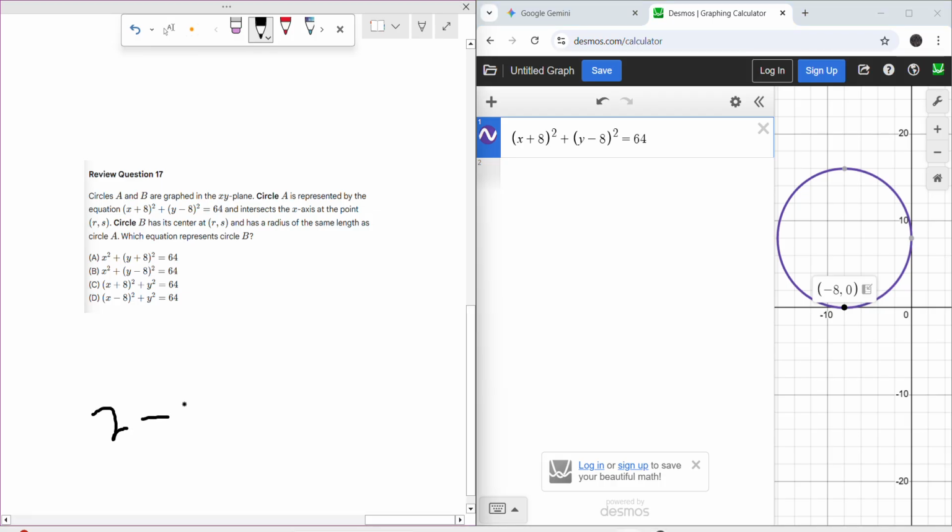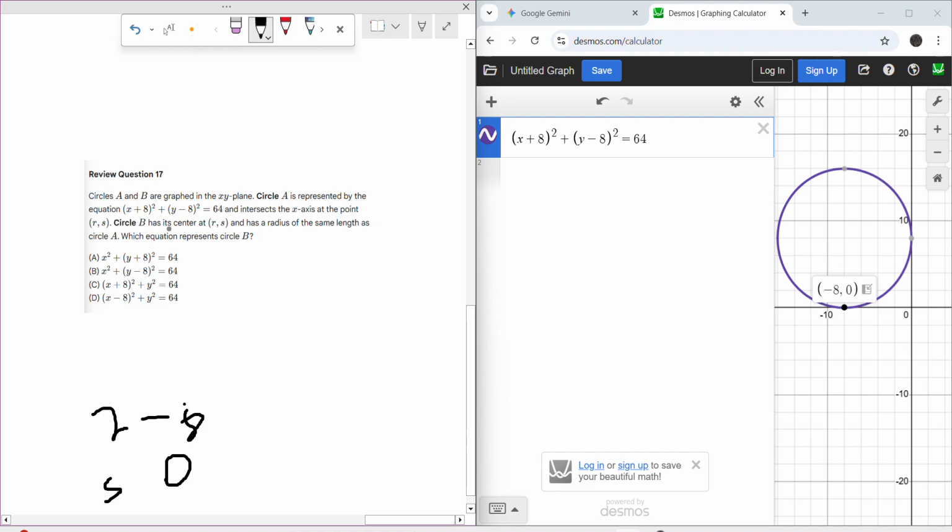R is like minus 8, right? Minus 8, and y is 0. Okay, fine. Circle B has its center and has a radius of the same length as A. The radius is the same, so 64.